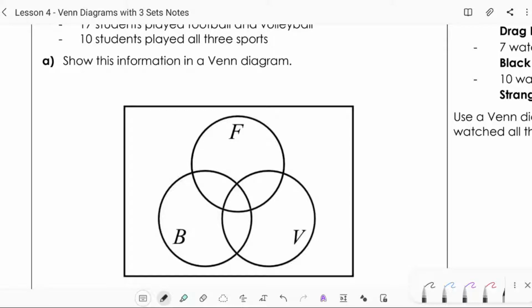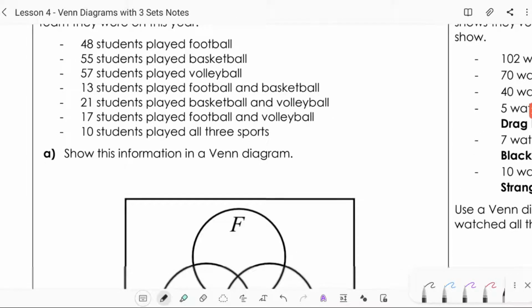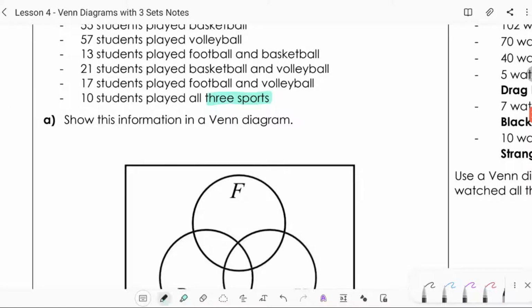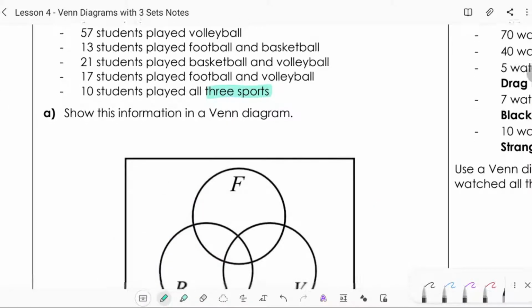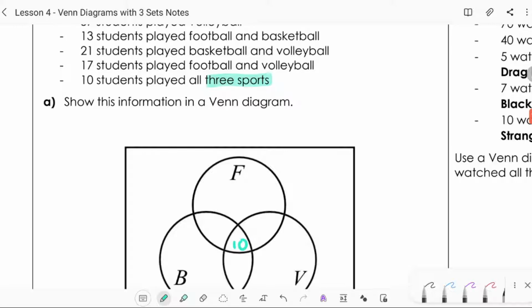All right, so let's look at this. Again, I like to start from the bottom, or generally the more specific information, and work my way up. So first thing I'm seeing is that 10 students played all 3 sports. So I'm going to go ahead and put 10 right in the middle.